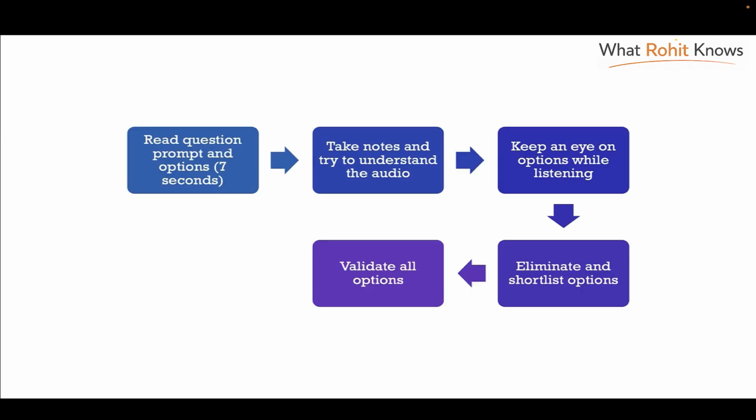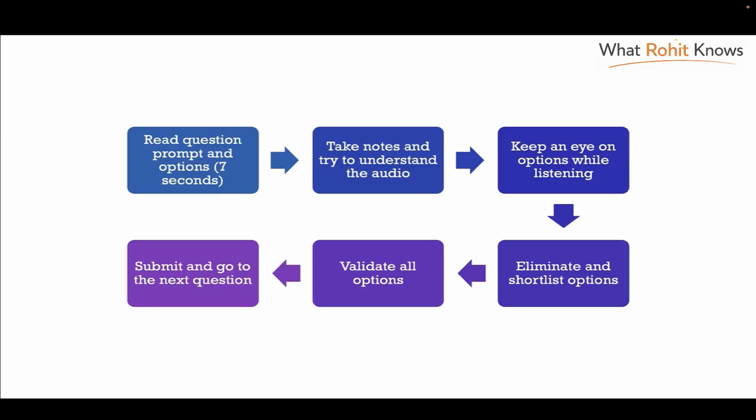Once you've done that, once you arrive at a shortlist, then you can validate the options. How will you validate? You will validate them by looking at your notes and on the basis of what you have remembered and what you have understood. After that, all you have to do is submit and go to the next question.